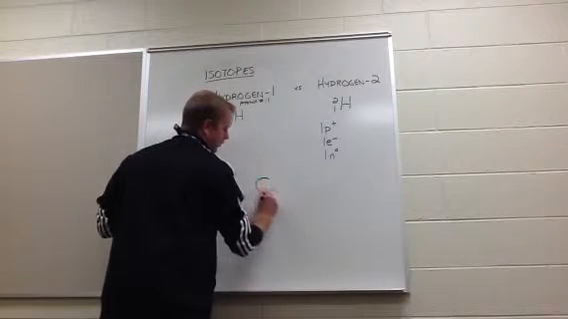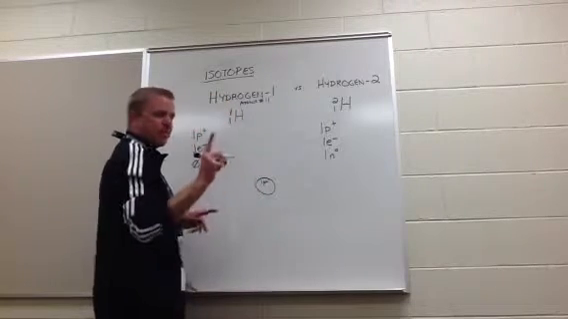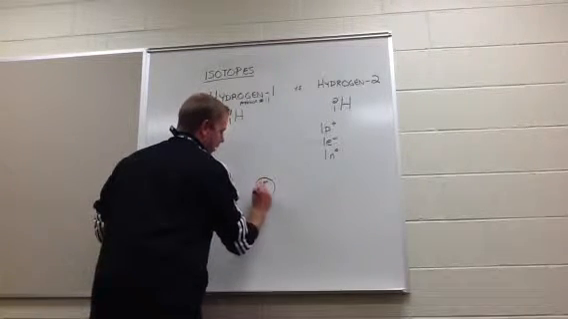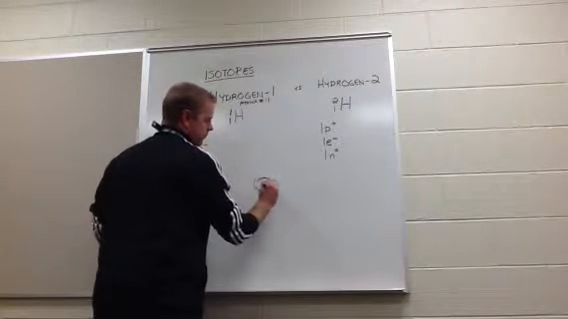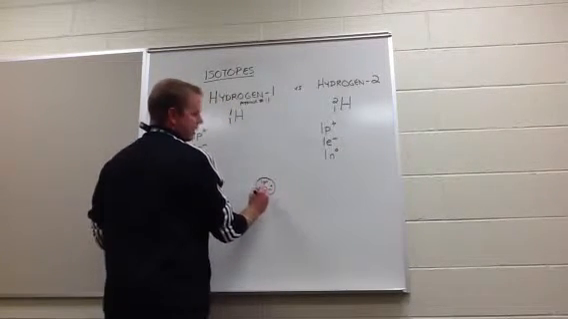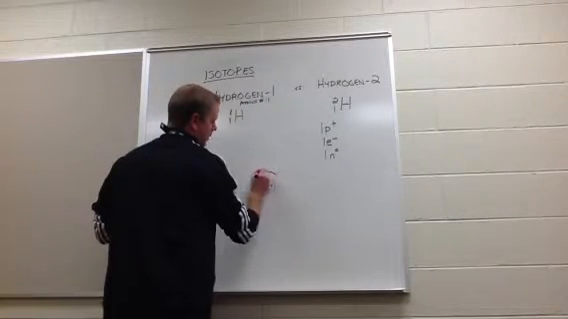I would draw a nucleus. I put 1 proton inside the nucleus. Then I would do this. I would say 1 or 2 neutrons. What does that imply? Sometimes it's 1 if it's hydrogen-1. Sometimes it's 2 if it's hydrogen-2.